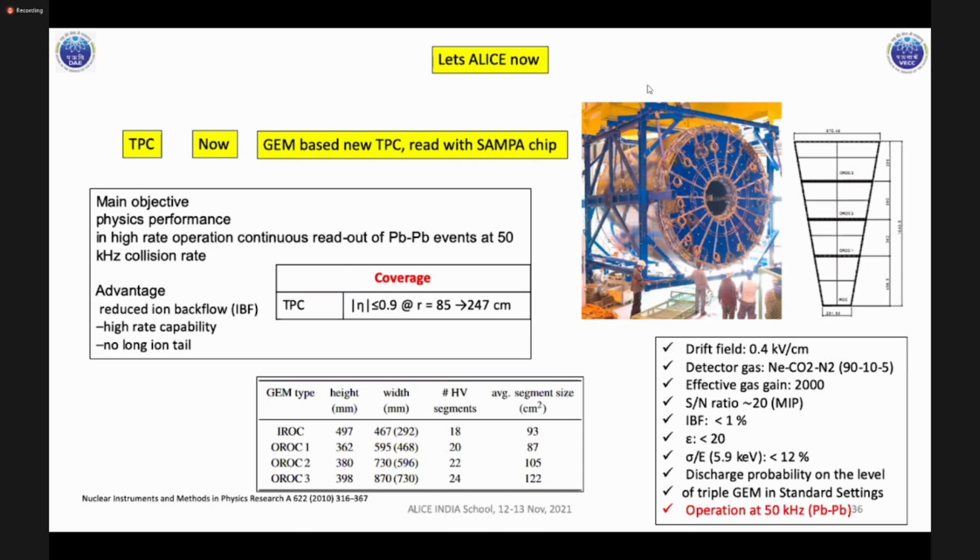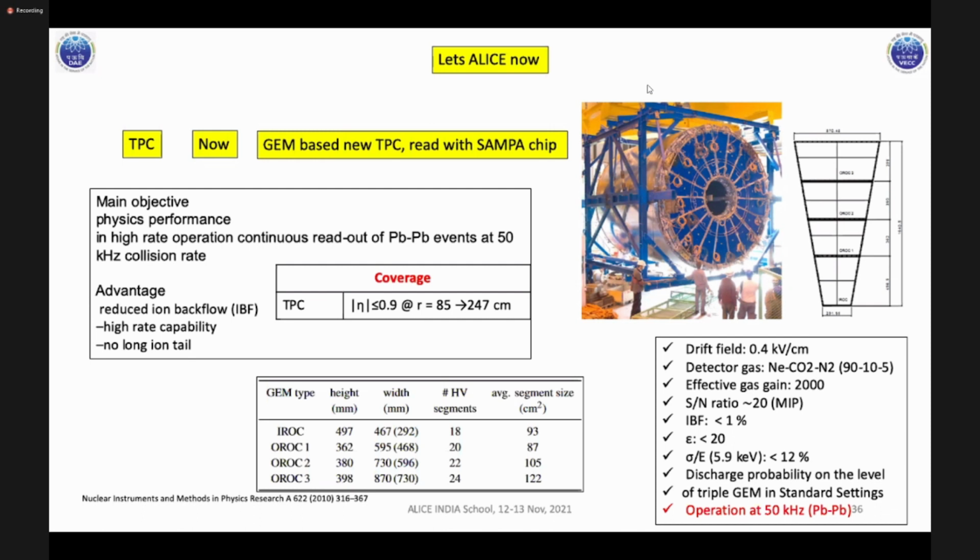Not only the detector, the readout electronics has also changed. Earlier, there was some other readout methodology which was used, but now the electronics is a SAMPA chip. This is a custom designed chip specifically for this purpose. As I was saying, the objective is pretty much clear. You need to improve the physics performance, and need to tolerate this high rate capability in the range 50 kilohertz to 200 kilohertz for pp.